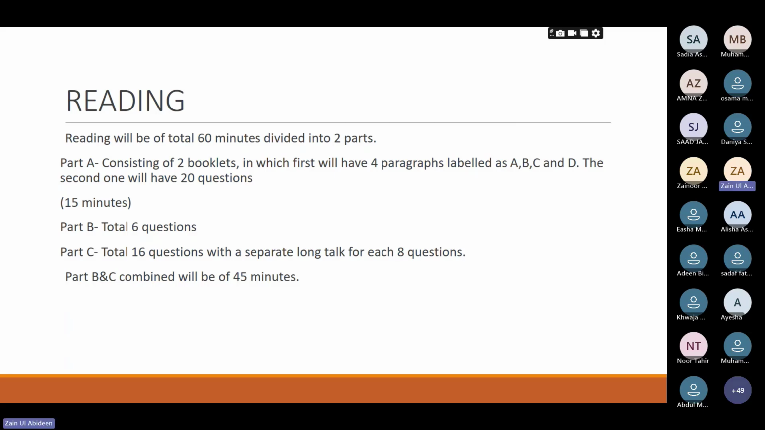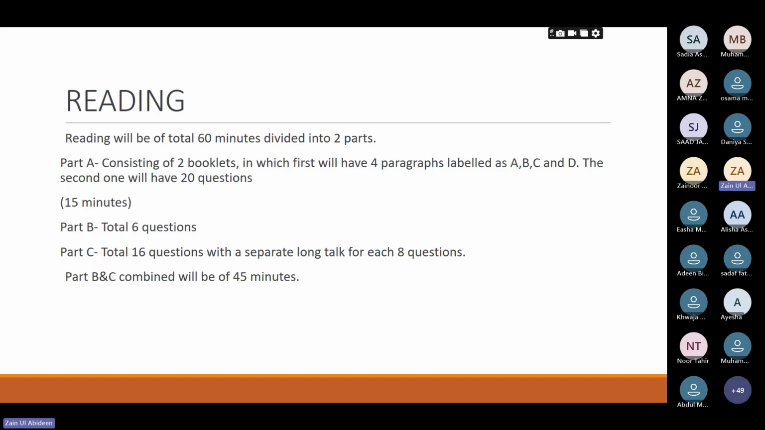And after part A is completed, which is about 15 minutes, they're going to collect the 2 booklets that contain the paragraphs and the 20 questions. And after that, you will be given the booklet for parts B and C. No, there's going to be a single booklet for parts B and C.